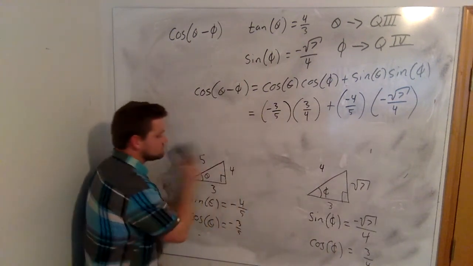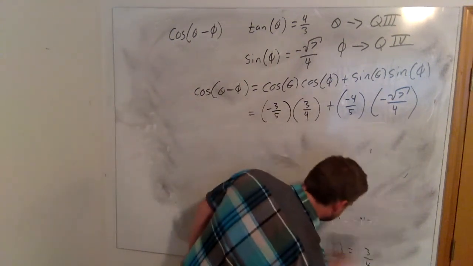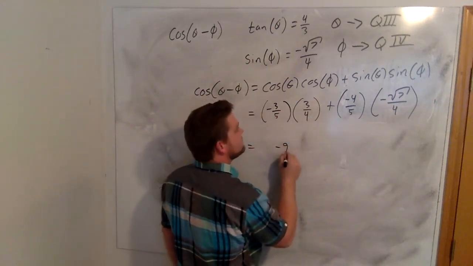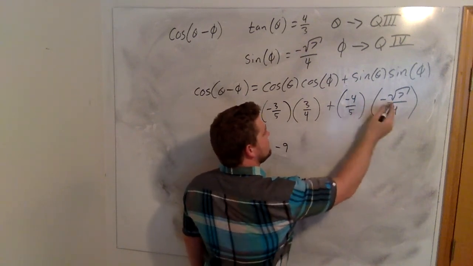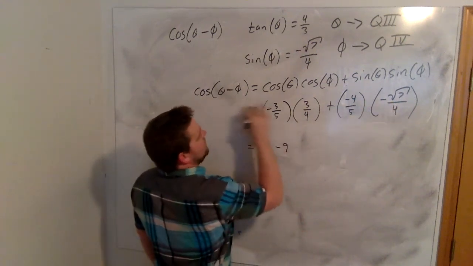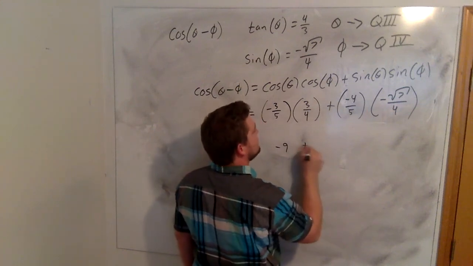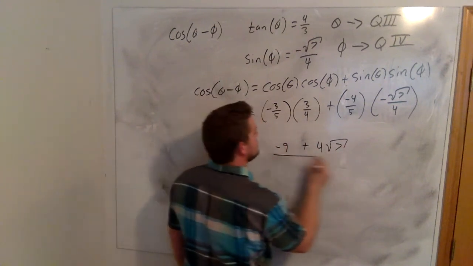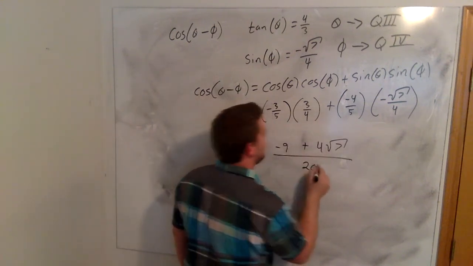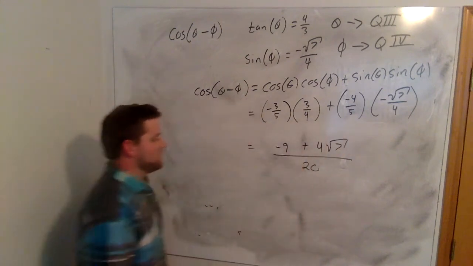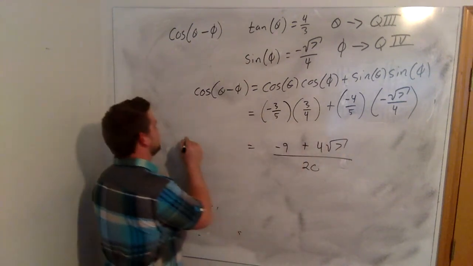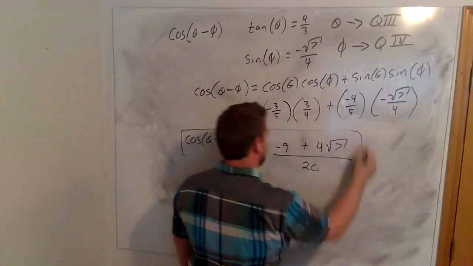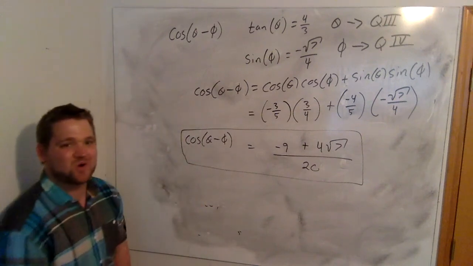Okay, so let's just clean this up. It looks like we're going to get a negative 9, and then a negative and a negative, and a negative and a negative makes a positive. So that'll be plus 4 root 7 all over 20. I didn't cancel these 4's because I already had a nice common denominator. So here we have it. This is the exact answer of cosine of theta minus phi. It really just came down to drawing a triangle and paying attention to what quadrant we're in.